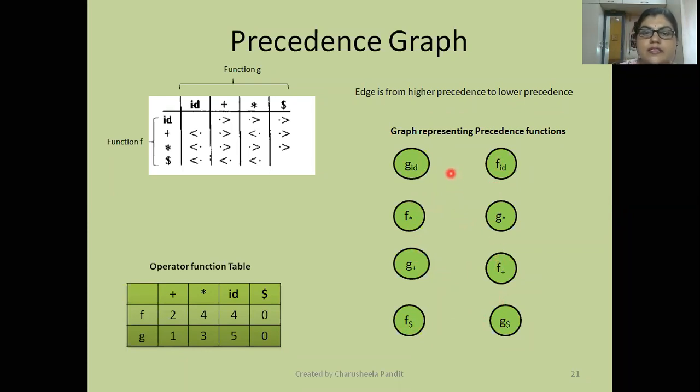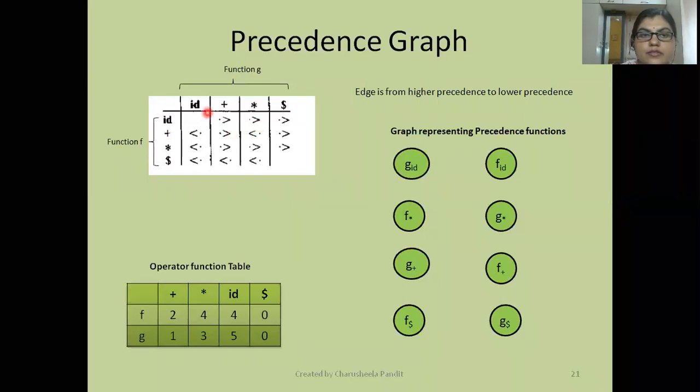So how will you draw the edges? The edge is from higher precedence to lower precedence. Now this operator precedence table will help us to identify the precedence among the various operators. Now if we see f of id and, let's say, g of star.